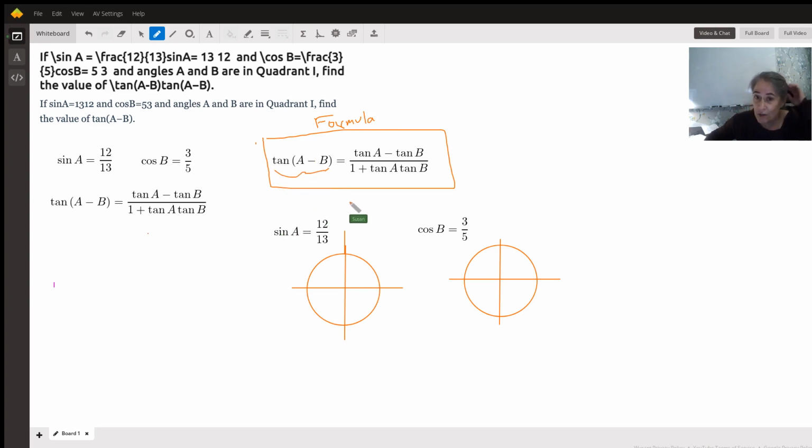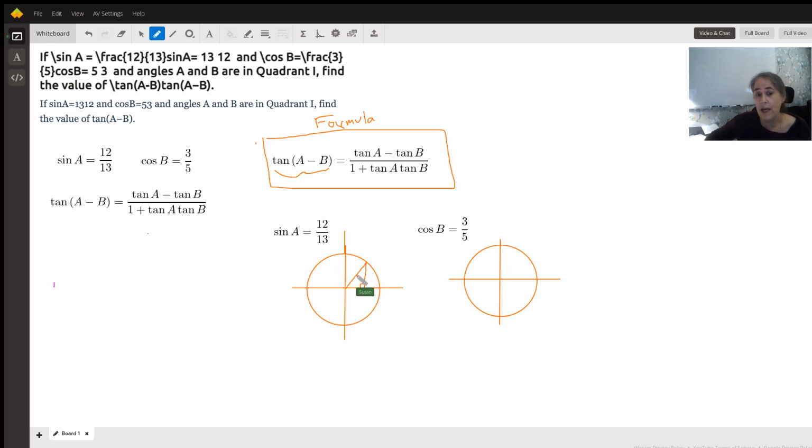And then they tell you to use the tangent of A, subtract the tangent of B, divide it by 1 plus the tangent of A times the tangent of B. But we don't know the tangent of each of these angles. We just know the sine and the cosine. So we're going to use a circle to find the tangent of each of these angles.